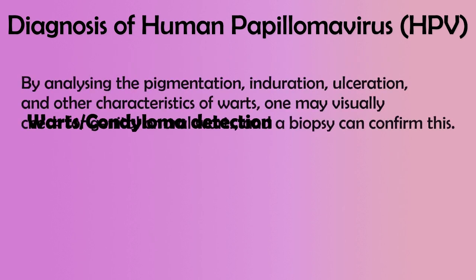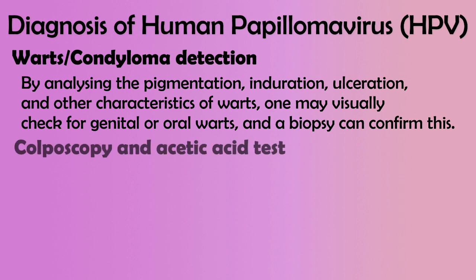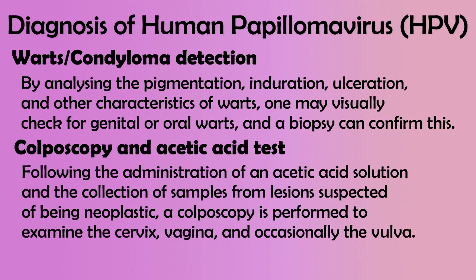By analyzing the pigmentation, induration, ulceration, and other characteristics of warts, one may visually check for genital or oral warts, and a biopsy can confirm this. Colposcopy and acetic acid test. Following the administration of acetic acid solution and collection of samples from lesions suspected of being neoplastic, a colposcopy is performed to examine the cervix, vagina, and occasionally the vulva.